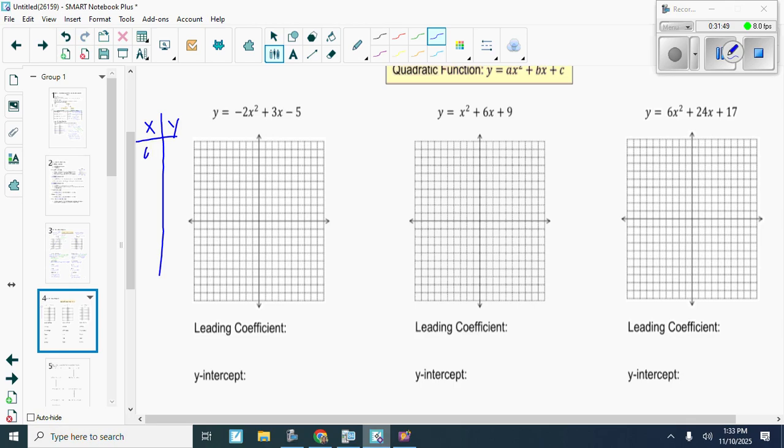And we have 0, -5, 1, 2, 3, 4, 5, 6, 7, 8, 9, 10. I'll put in the -1. So -1, -10, 0, -5, 1, -4, 2, -7.